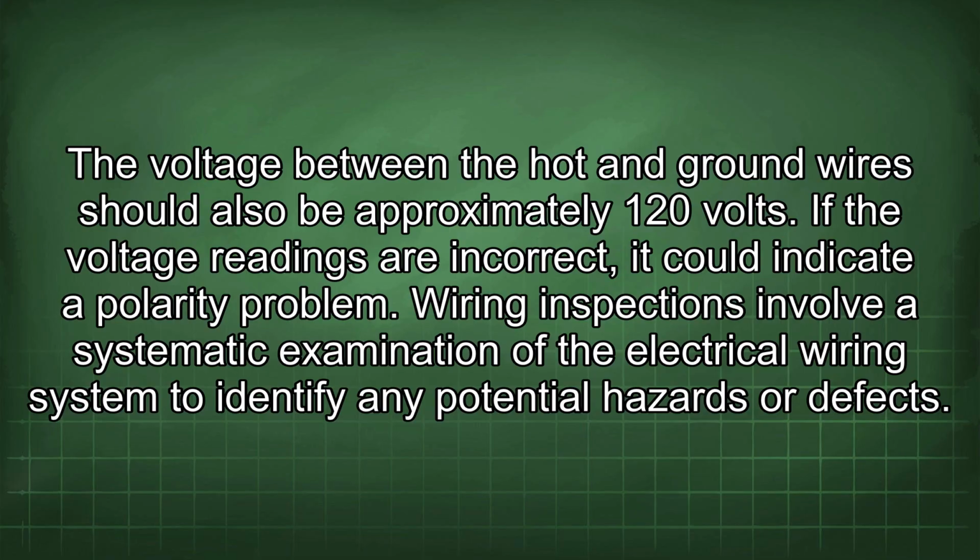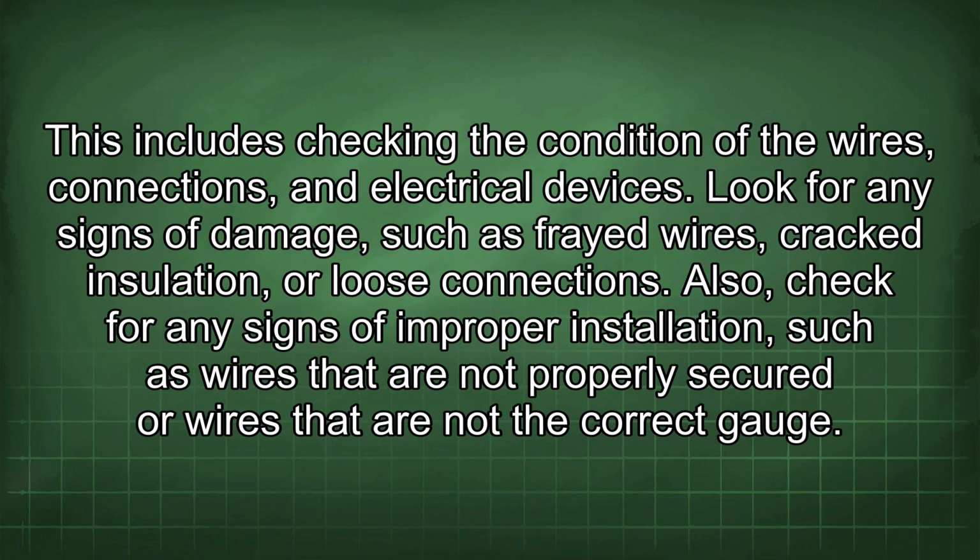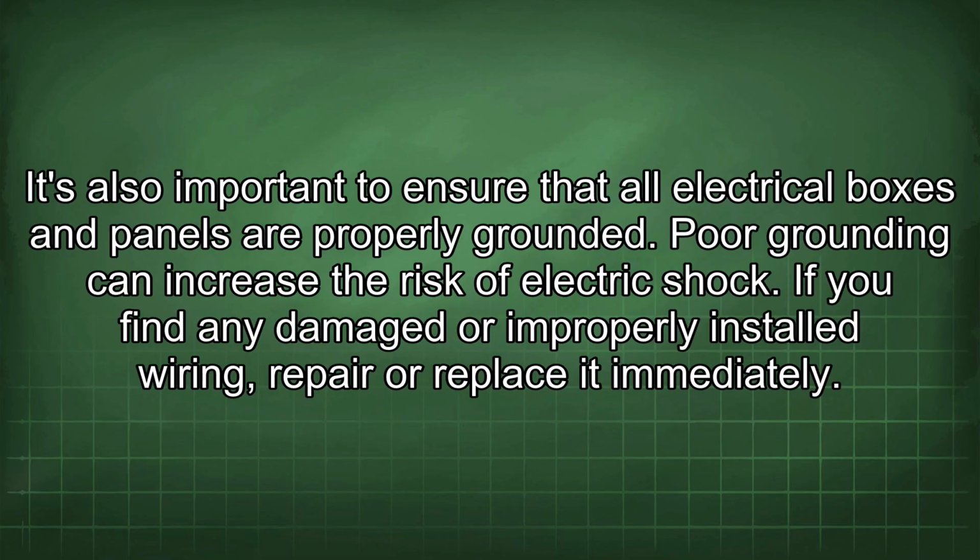Wiring inspections involve a systematic examination of the electrical wiring system to identify any potential hazards or defects. This includes checking the condition of the wires, connections, and electrical devices. Look for any signs of damage, such as frayed wires, cracked insulation, or loose connections. Also, check for any signs of improper installation, such as wires that are not properly secured or wires that are not the correct gauge. It's also important to ensure that all electrical boxes and panels are properly grounded. Poor grounding can increase the risk of electric shock. If you find any damaged or improperly installed wiring, repair or replace it immediately.